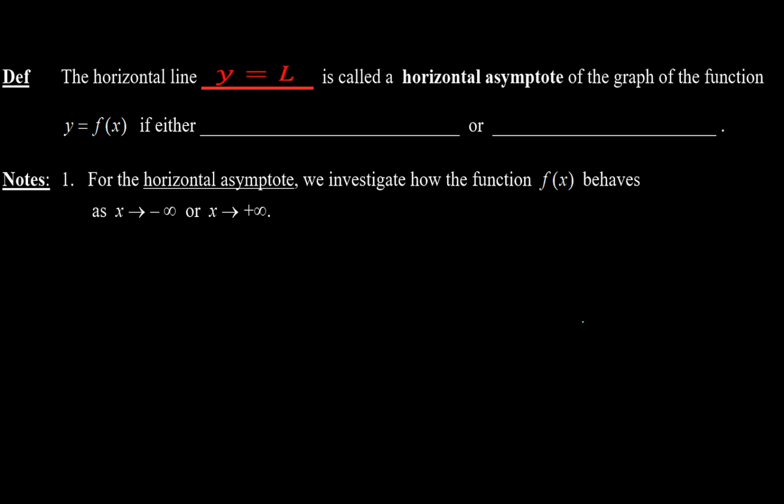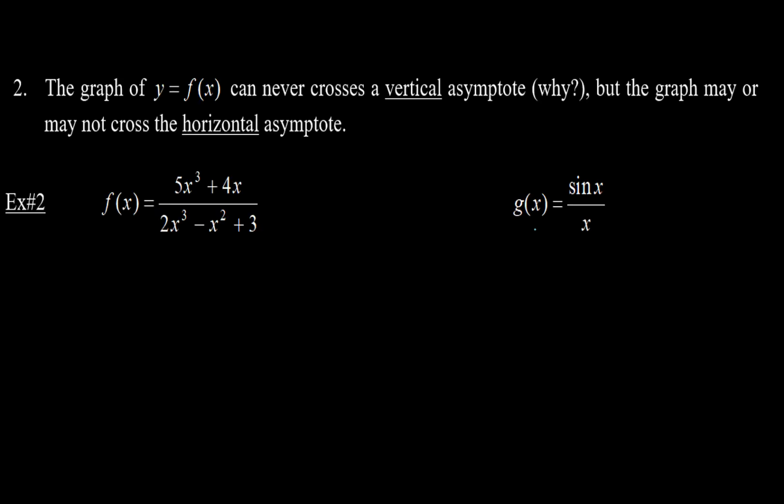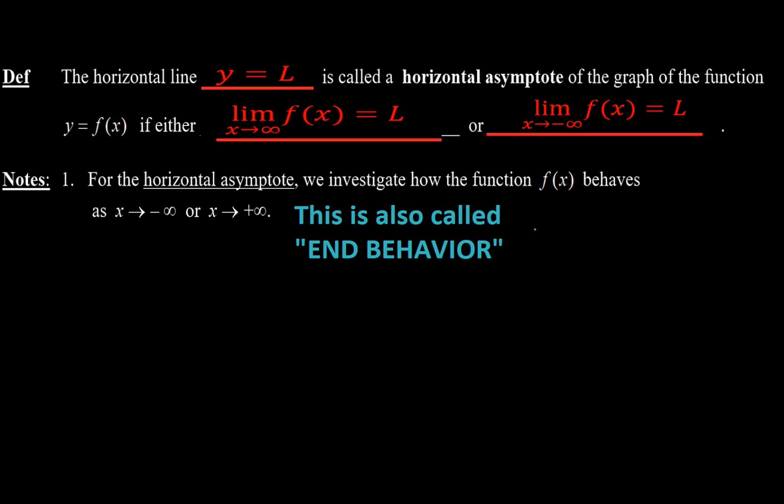So a horizontal line, y equals L, is called a horizontal asymptote of the graph of the function y equals f of x if either f of x approaches L as x goes to infinity, or f of x approaches L when x goes to negative infinity. For the horizontal asymptote, we investigate how the function f of x behaves as x approaches negative infinity or positive infinity. This is also called end behavior.